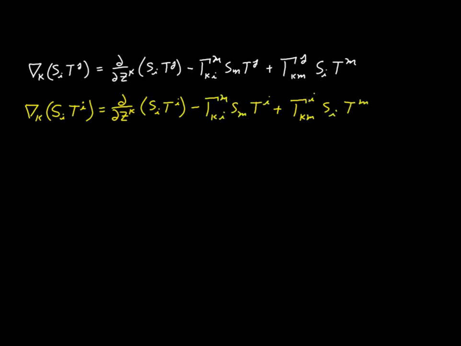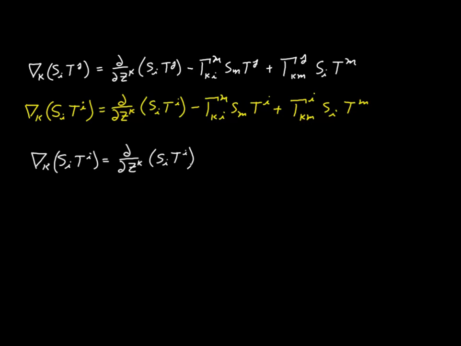So look what happens when we rename index i to m and index m to i. And when we do that, you'll notice that this term is identical to this term, except one's negative, the other's positive. That means they're equal and opposite, so they cancel each other out like this. And that means that our final expression looks just like this. The covariant derivative of S_i T_i is simply the partial derivative with respect to Z^k of our contraction S_i T_i.